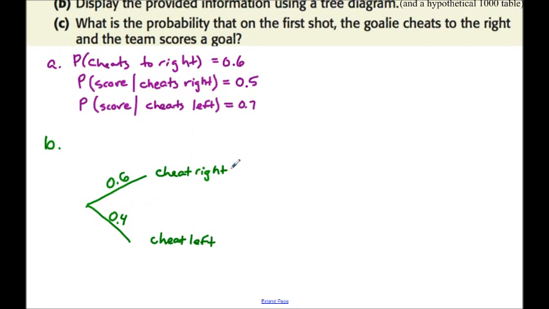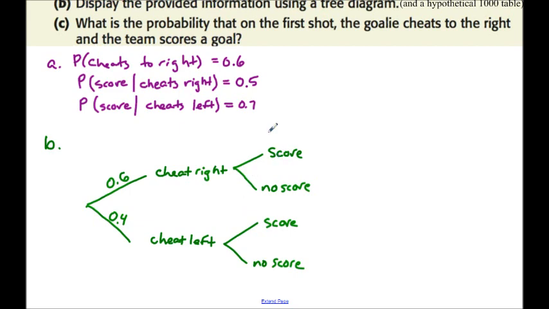Okay, based on that, we can branch off the cheat right and cheat left. There's two possible outcomes from there. There's the score or no score. Either it goes in, you know, the make or not make or save. You can think of whatever you want. Makes the shot, does not make the shot. Okay, those are possible outcomes for each of the shots.